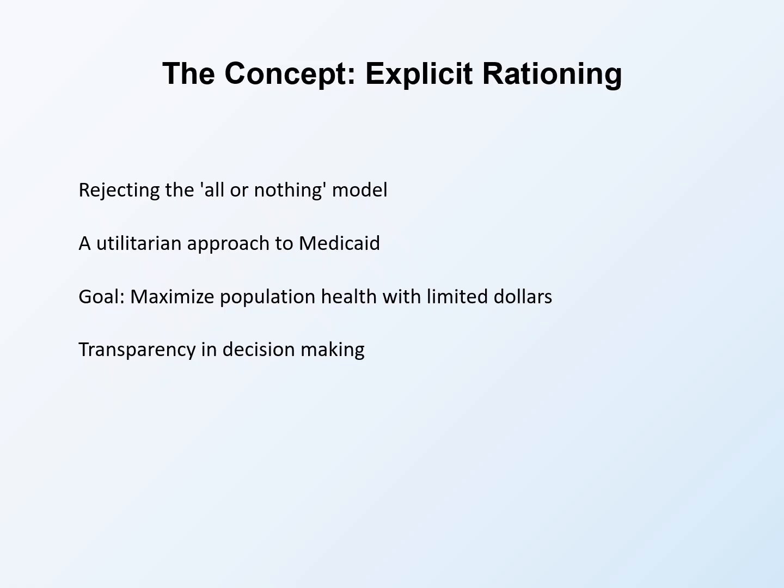Kitzhaber argued that it was more ethical to give basic care to everyone than high-tech care to a few. This is pure utilitarianism. The goal was to maximize the total health of the population with the limited dollars available. And critically, he wanted the rationing to be transparent. No hidden denials. The state would publish a list, and everyone would know what was covered and what wasn't.